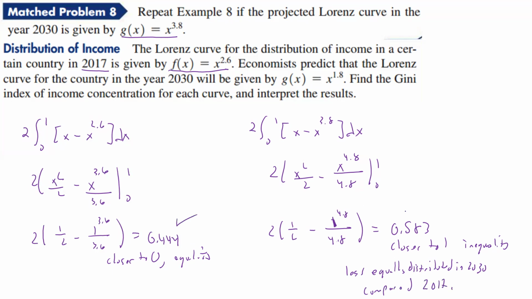So we're comparing one number to another number in time, and we're seeing if our equality is going up or down. In this case, it's going down. So we're less equally distributed in 2030 since we're getting closer to one compared to the 0.44. So we're over half of it. And so that means it's less equality. All right. So that's all I have for this section. Hopefully that helps.